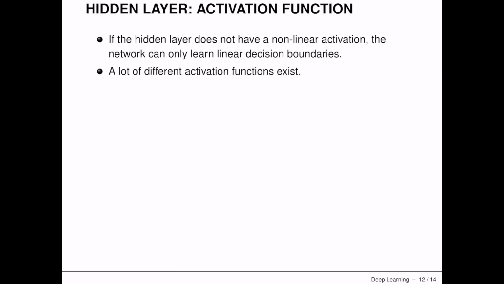Now you can wonder what happens if you don't use a nonlinear activation function in the hidden neurons, but a linear function instead. In that case, the neural network can only learn linear decision boundaries. So we don't gain anything from using this additional hidden layer. That this is indeed true, that we can only learn linear decision boundaries, is quite easy to show, and you could try to do that as homework.